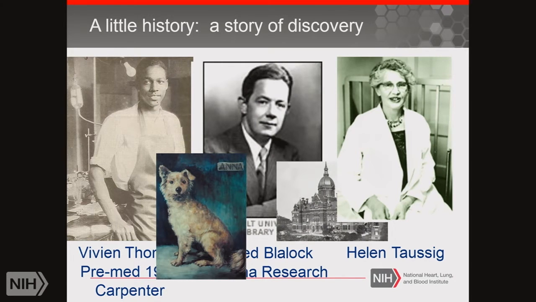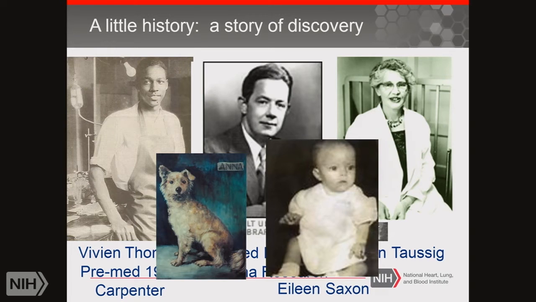So here's Eileen Saxon. Eileen Saxon is 15 months old, and she weighs 9 pounds. Her heart failure is so bad from being a blue baby that she's basically the weight of a newborn. And they decided if we were ever going to try this on anybody, it might as well be on Eileen. We were out of options.